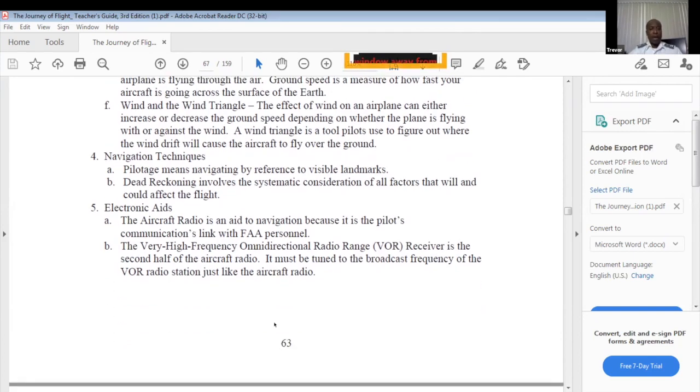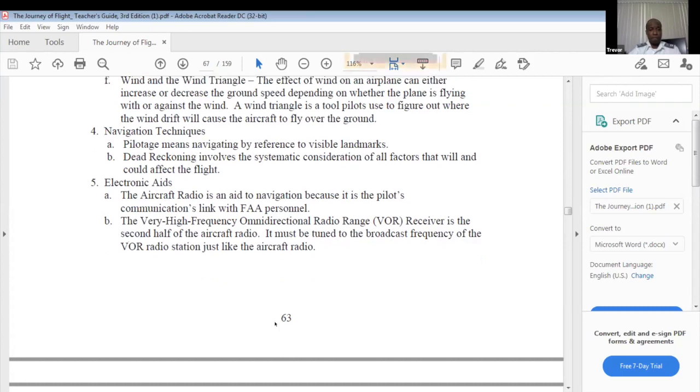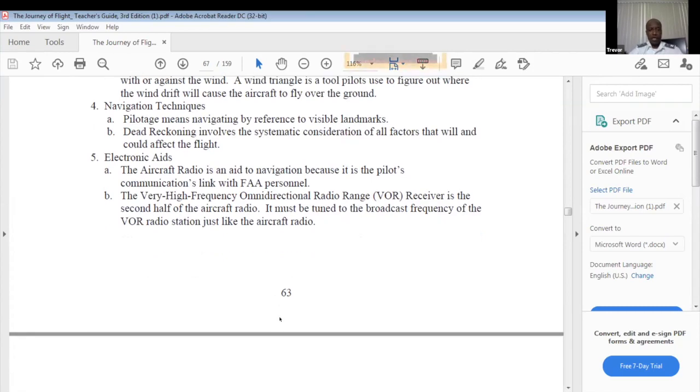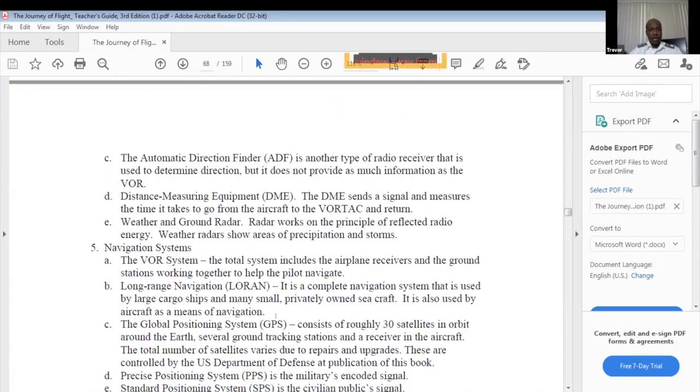B. Electronic aids, the aircraft radio. As I mentioned to you before, you have electronic navigation like VORs and ADF, and those are very useful navigation aids that we used prominently, but we are now moving away from to GPS-based navigation. Very high frequency omni range, that's what they call VORs.